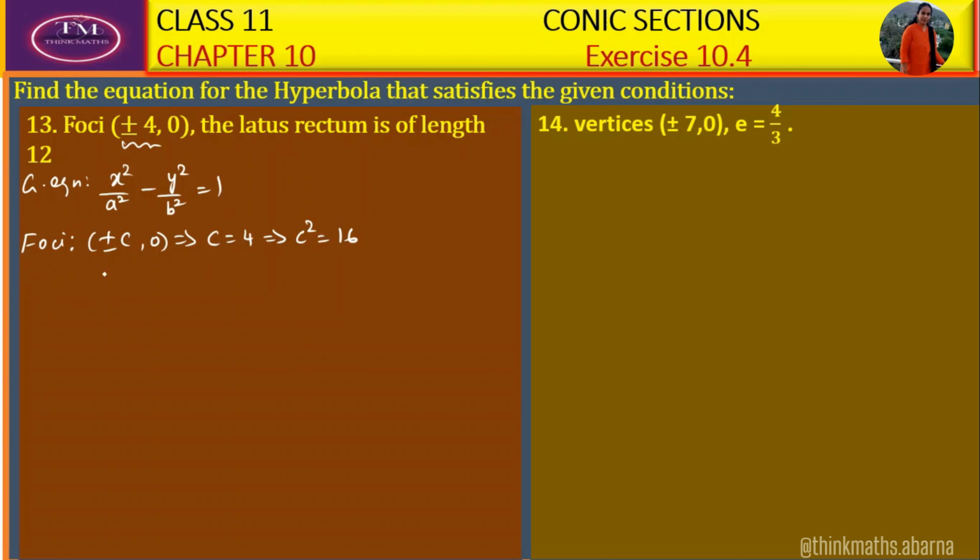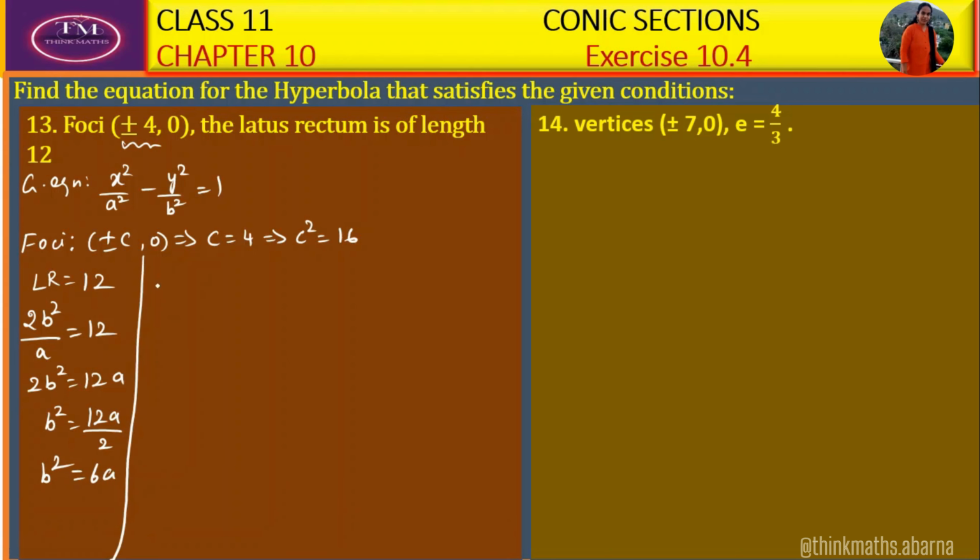Next what is given? Latus rectum is 12. Latus rectum is 2b square by a equal to 12. That means 2b square equal to 12a. So b square will be equal to 12a by 2. So it is 6a. So b square equal to 6a. We know that c square equal to a square plus b square. Or you can write a square plus b square equal to c square. A square is not known. B square is 6a and c square is 16.